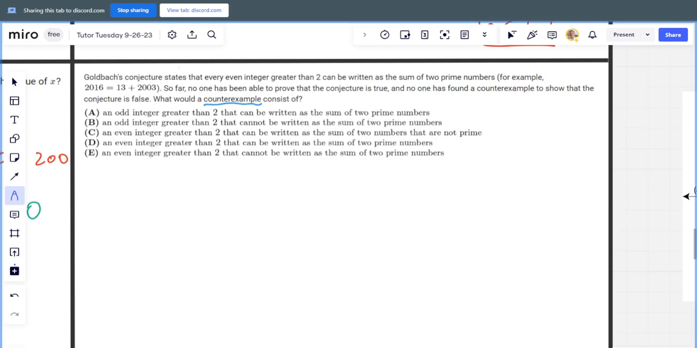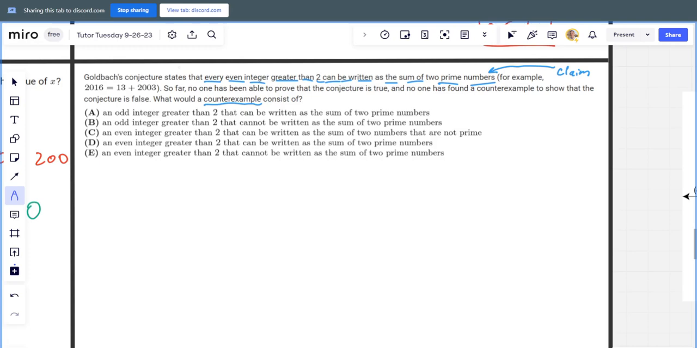I mean, it's kind of in the name. It's an example that counters the original claim. So if the claim is that every even integer greater than 2 can be written as the sum of two prime numbers, that is our claim. If we found an even integer that was greater than 2, and it could not be written as a sum of two prime numbers, that would prove counter to our claim.